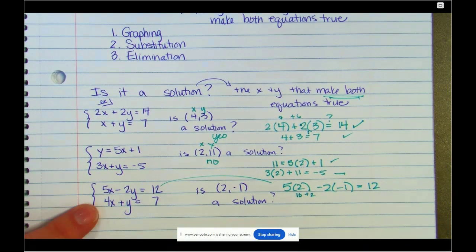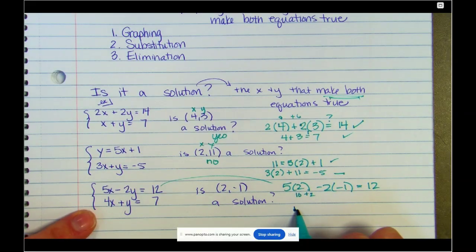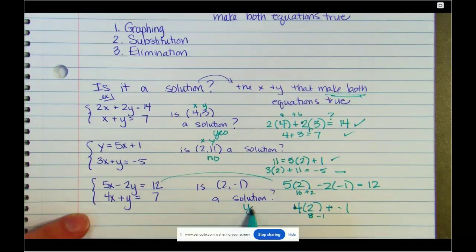How about this? Does it work in the second one? I think it does. Okay, so this is 4 times 2 plus a -1. So this is 8 minus 1. That's 7. So yes, this is a solution.